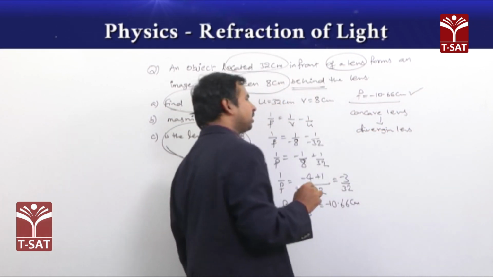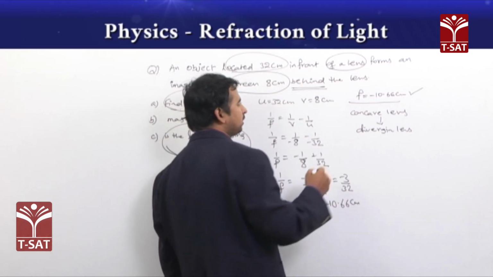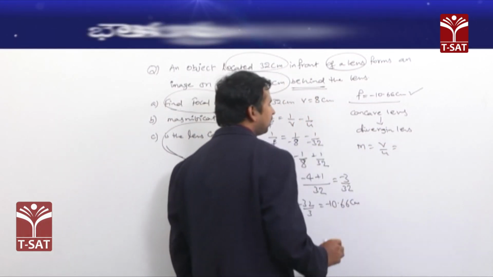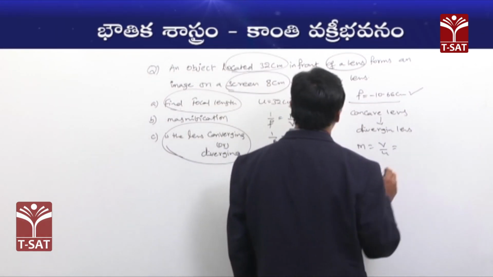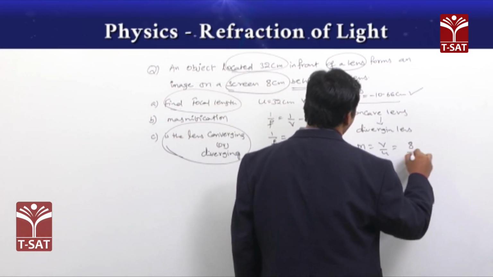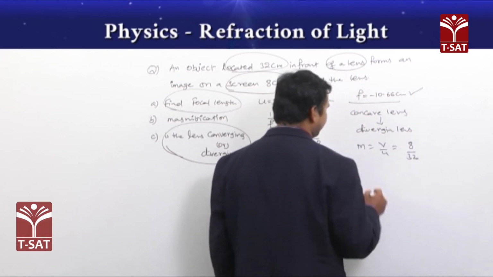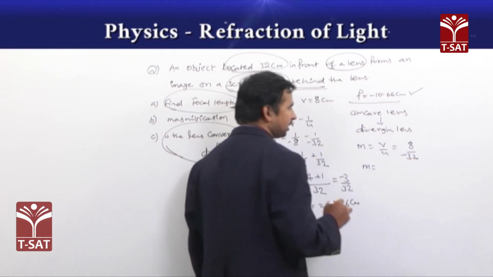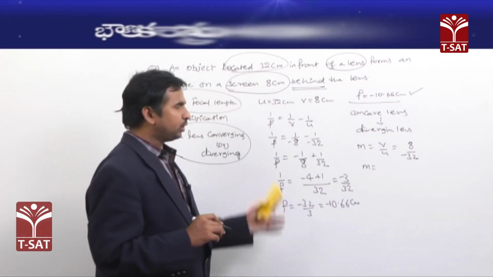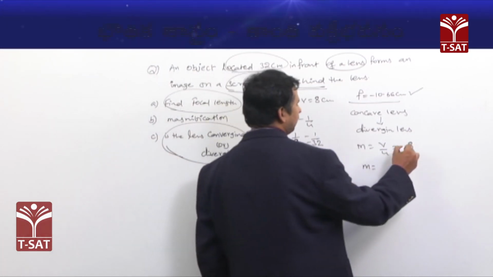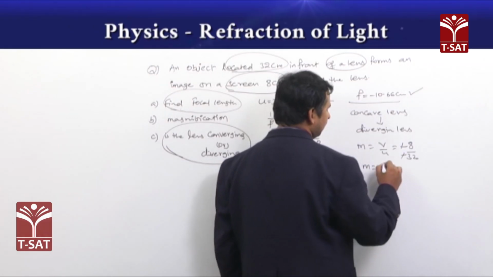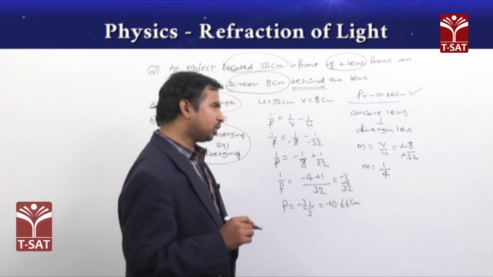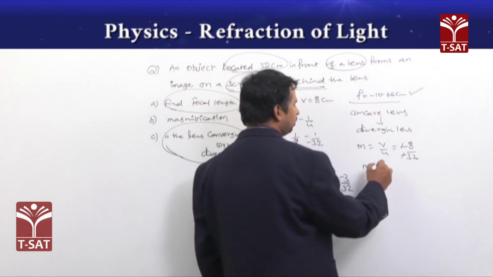Now, when it comes to magnification, magnification m is equal to v by u. The v value is already given as 8 centimeters, and the object distance is 32 centimeters. Object distance we have to take as negative, and image distance in this case is again negative. That minus minus gets cancelled. Finally, we got m is equal to 1 by 4. And if you observe here, we got a positive m value.